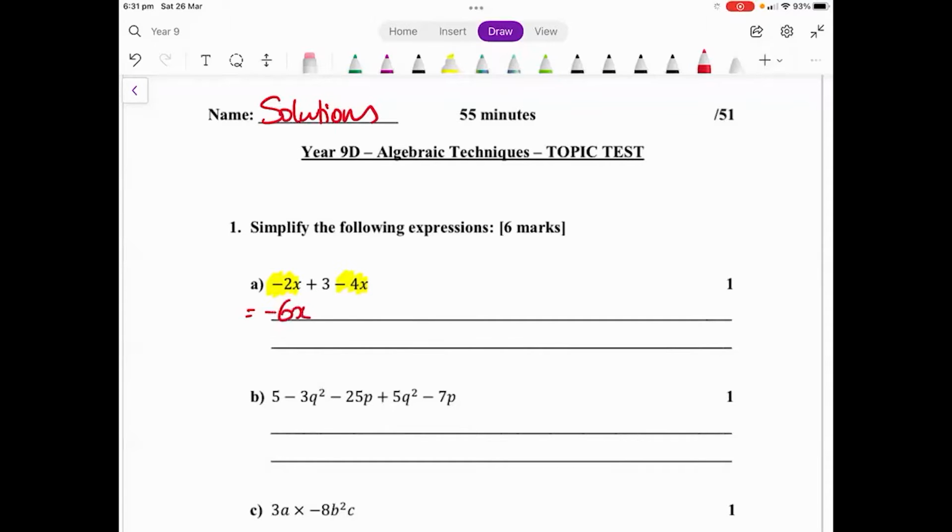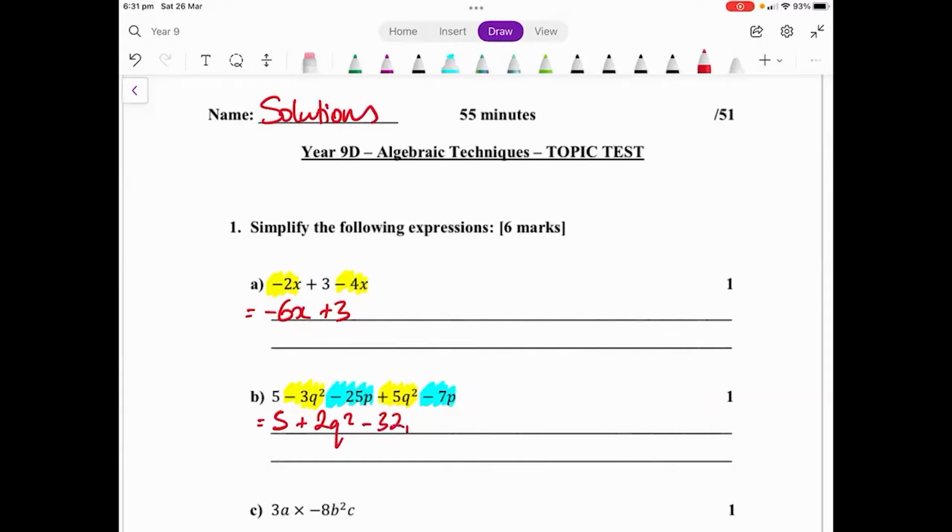Question b, I combine the like terms again. 5 is the only constant, so you leave that alone. Combining the q squareds, minus 3 plus 5 gets you positive 2q squared. Combining the p's, minus 25 minus 7 gets you minus 32p. Final answer, 5 plus 2q squared minus 32p.